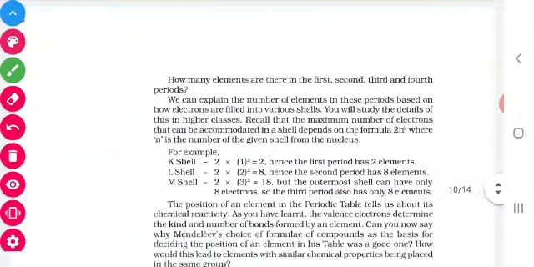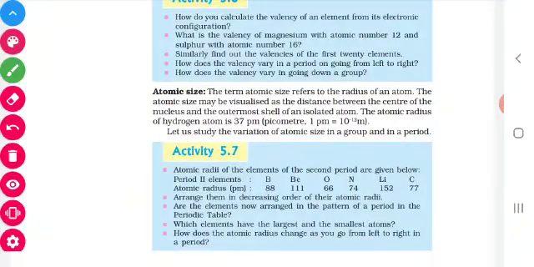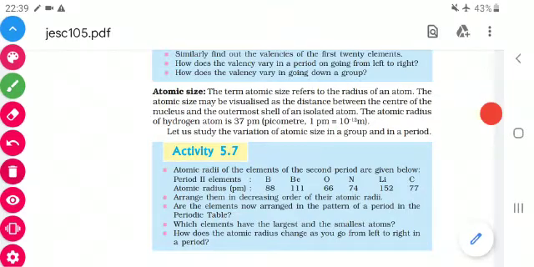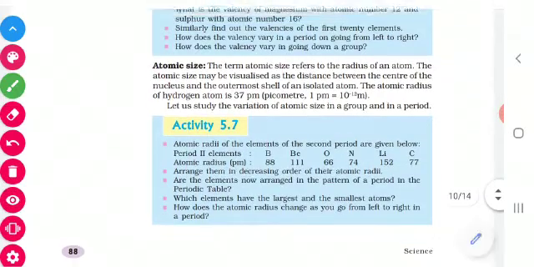Then come to the next one, atomic size. Atomic size is nothing but the radius of an atom. It is the distance between the center of the nucleus and the outermost shell. You can take the atomic structure in your mind. For example, let us consider this is a nucleus, and electrons will be revolving around it. If it is hydrogen, there is only one electron in the shell. So the distance between the center of the nucleus and the outermost shell is called atomic size. Children, have you understood?